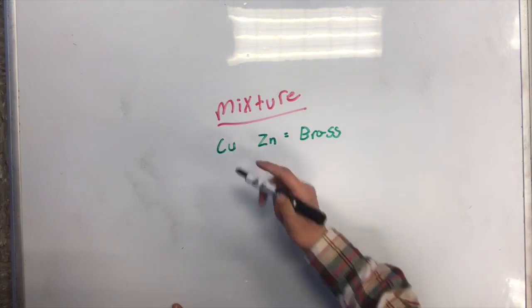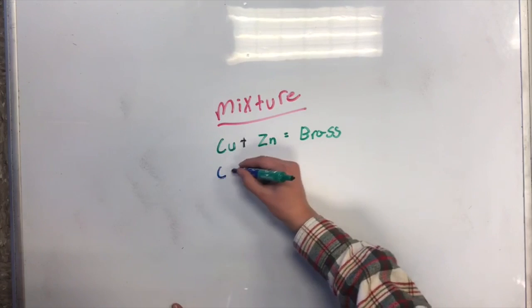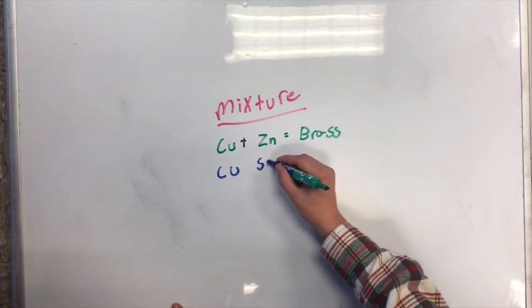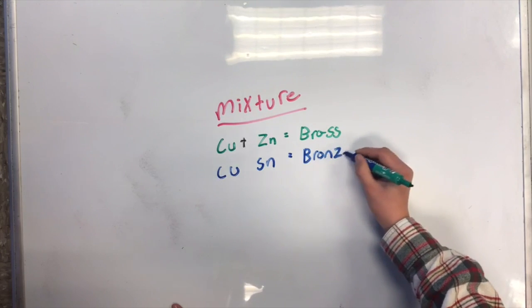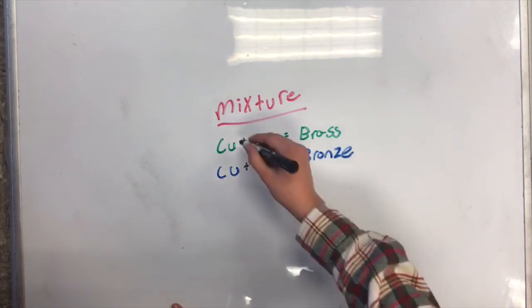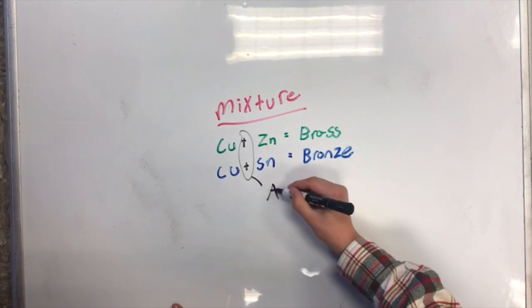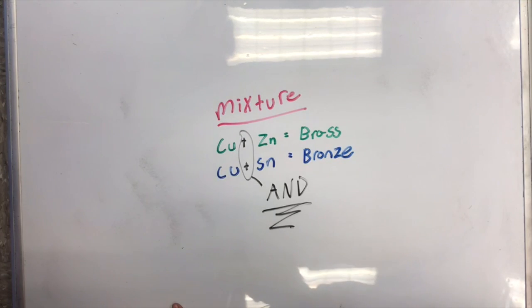When writing the chemical formula for a mixture, you write the atoms that make up the mixture, but put an addition sign between them to show that they are not bonded and that it isn't a compound. Another example of a mixture is bronze, which is made up of copper, or Cu, and tin, or Sn. When writing a mixture, you must use an addition sign that is spoken as an "and."